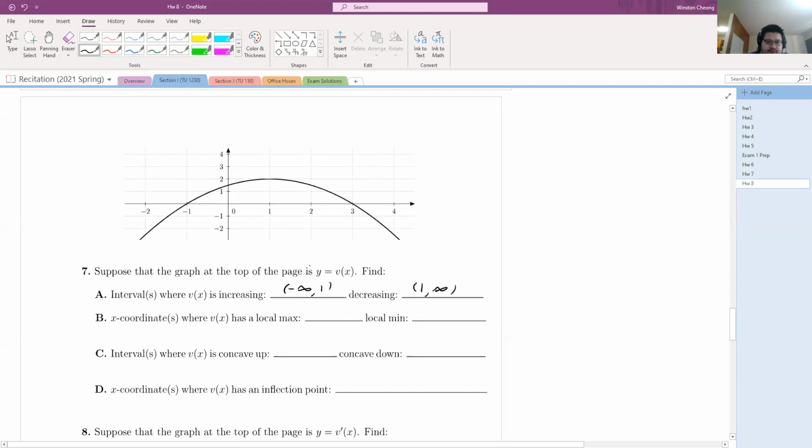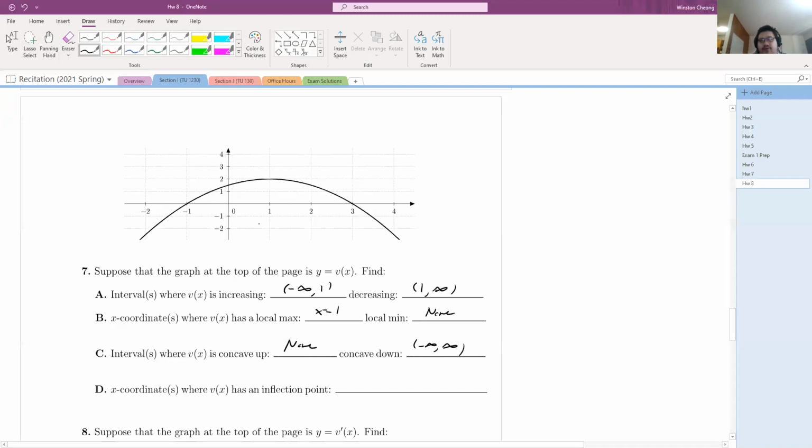Local max, you can just visually see that that's at the x coordinate, so maybe I'll just say x is equal to 1. And then there's no local mins here. If we pretend that the graph is a parabola that extends down infinitely, then there's no local min. Okay, concave up, that turns out to be nowhere. Maybe I'll say none. And concave down, that's everywhere, so minus infinity to infinity. Since the whole thing is opening downward, that's concave down.